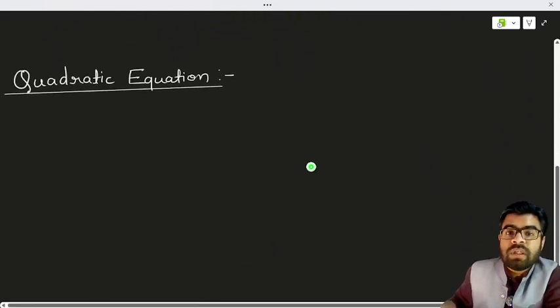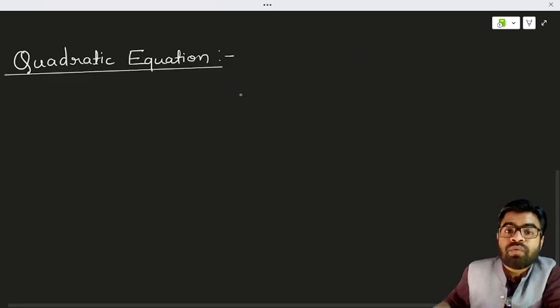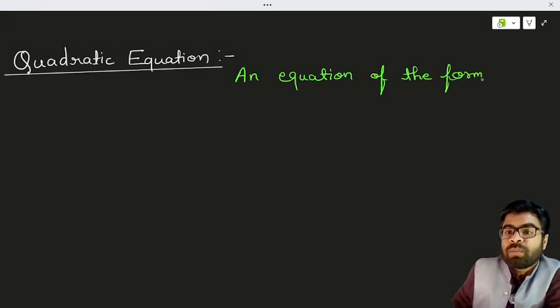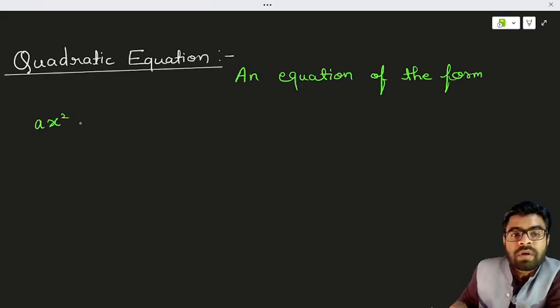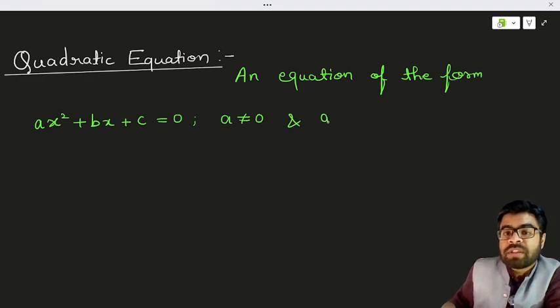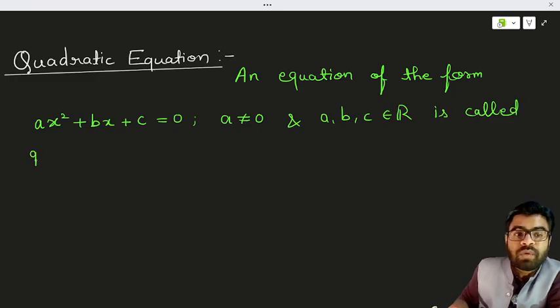So now let's solve the first heading, that is quadratic equation. What is quadratic equation? So we can say if we have an equation of the form, suppose ax square plus bx plus c equals to 0, where a is non-zero. What is a? A is the coefficient of x square. If it is non-zero and all the coefficients like a, b, c are real numbers, then such type of equations are called quadratic equations.